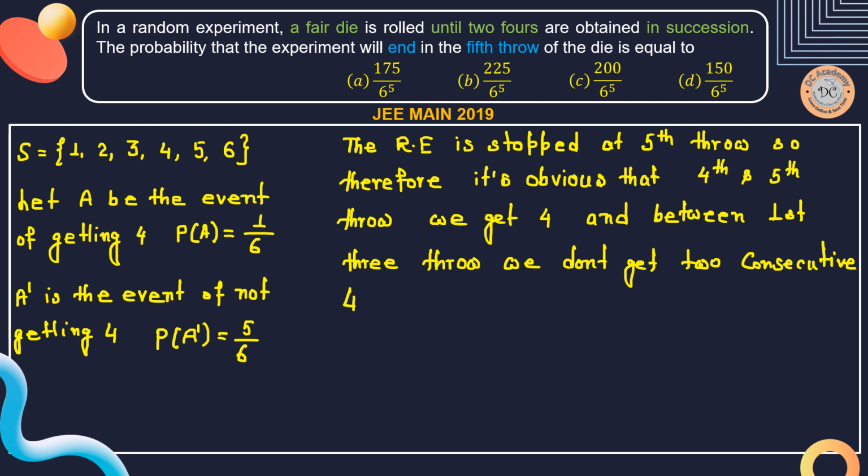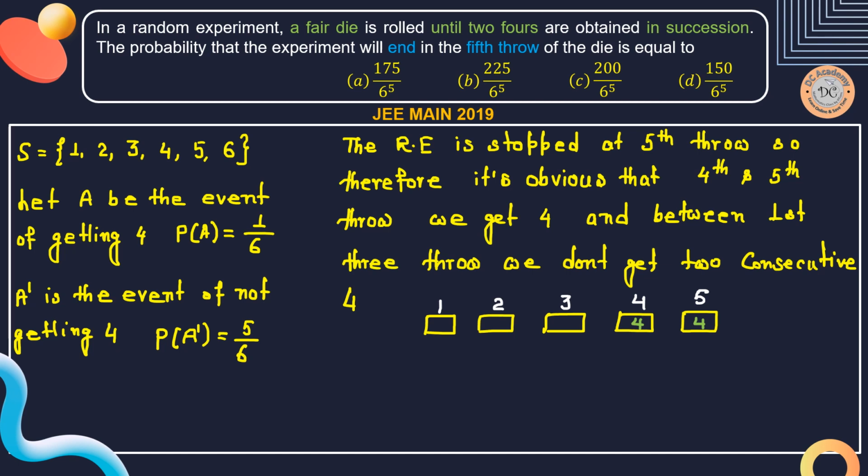Now we consider 5 boxes, right? These are the 5 boxes, 1, 2, 3, 4, 5, which represent how we get the number in that particular throw. So this is the first throw, this is the second throw, this is the third throw, this is the fourth throw, and this is the fifth throw. Now, it is obvious that in the fourth and fifth entry we should get 4, because then only am I able to stop the throwing, or the random experiment.